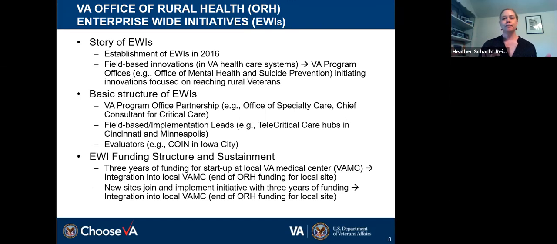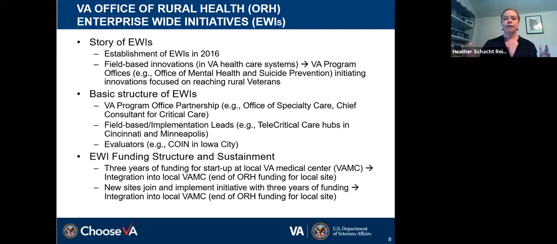And so we've seen some shift to more VA program offices, so shifting from healthcare systems to offices essentially in DC, like the Office of Mental Health Services and Suicide Prevention, starting to think about and initiating innovations focused on rural veterans. So there is a lot of variation around EWIs, particularly since many of them started as field-based innovations. But primarily they have a program office partnership, and I'm going to use telecritical care as an example because that's another area I've worked. That partnership is with the Office of Specialty Care and the Chief Consultant for Critical Care. So that's the structure within the larger VA.